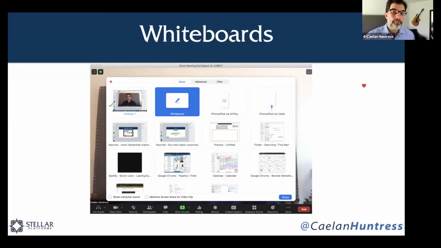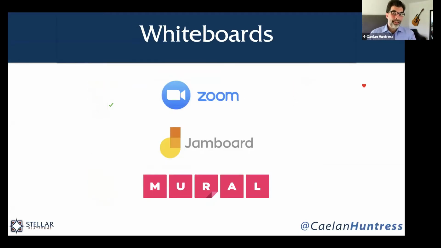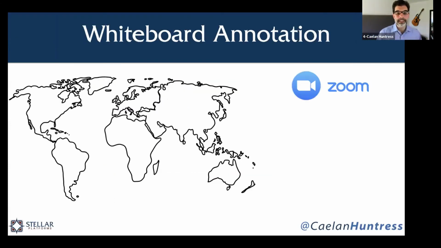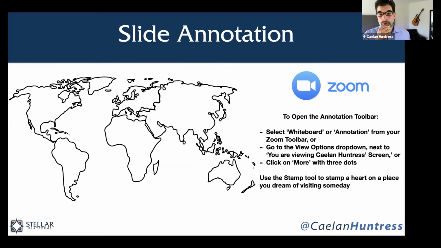But one of the neat things about Zoom is that if you want to share an image, you can do it easier in Jamboard or in Mural. And I have a whole training program that goes through how to do that. But what we're going to talk about today is how to stamp on an image. Okay? And if you look in your Zoom toolbar, there's 3 different ways you can get to the annotation toolbar. All right? You can either find it right there in the toolbar, or you might have to go to that green bar that says you are viewing Caelan Huntress's screen, and there's a drop down next to that. And so I want you to find the annotation toolbar, open it up, and select a stamp.